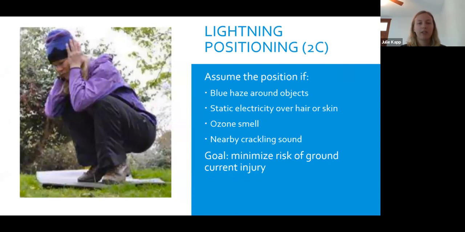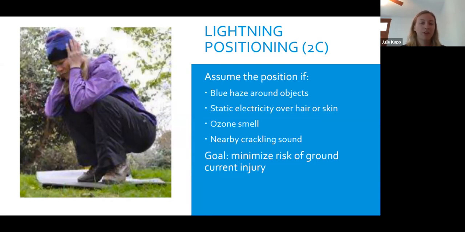This is the lightning position that can be used if a lightning strike is imminent. The position can be seen on the left, and that was taken from the guidelines. The position involves crouching with the knees and feet close together to create only one point of contact with the ground. While standing, it's important to have the feet touch, and if they're not able to assume this position and they're sitting, it's important to lift the feet off the ground. The person can also insulate themselves from the ground. Some examples could be sitting on a pack with all the metal removed, sitting on a dry coiled rope, or a rolled foam sleeping pad.